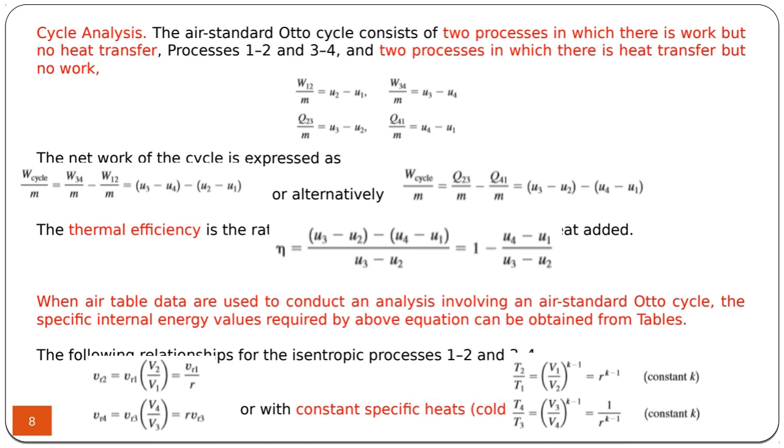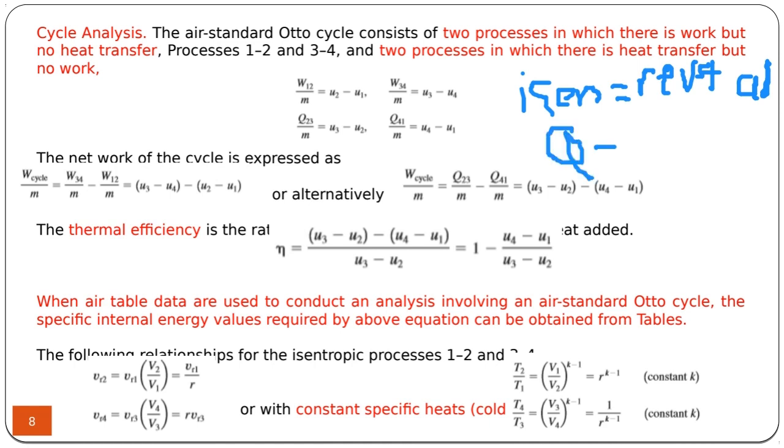Now we will analyze each process. The first process is the compression work, because we assume that it takes place isentropically. When we say isentropic, isentropic is reversible plus adiabatic. So when we say adiabatic, there is no heat interaction. So when there is no heat interaction, we write the first law of thermodynamics.